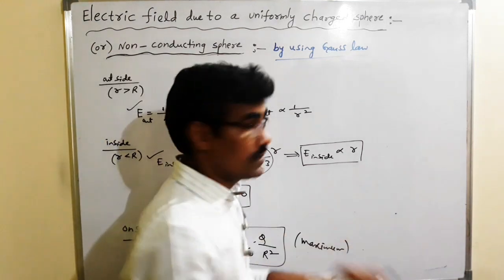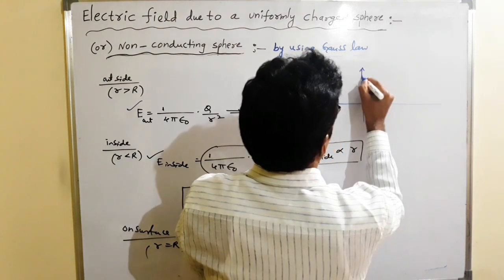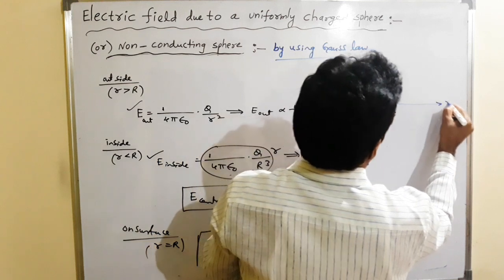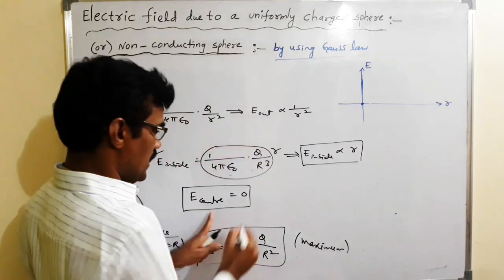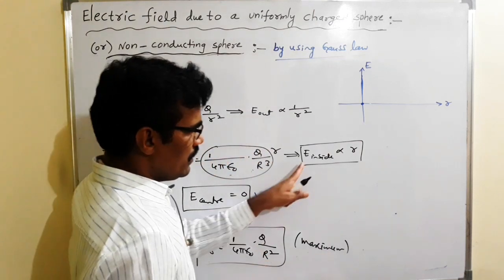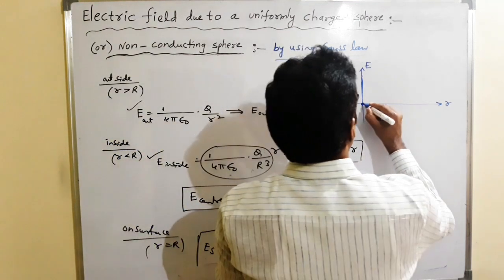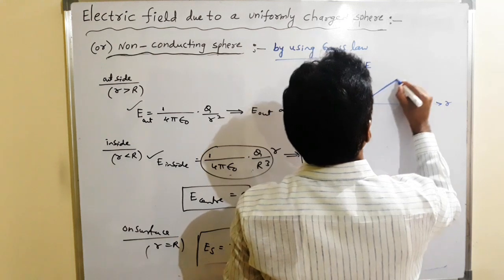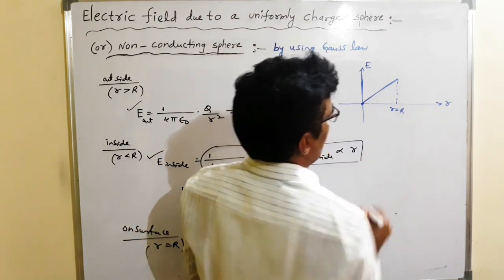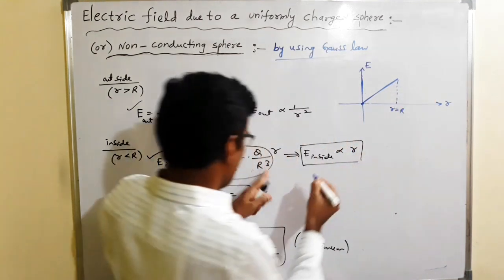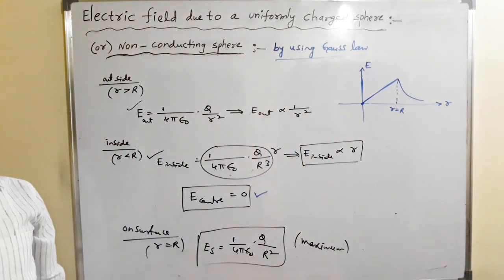This is important for entrance examinations. When a graph is drawn between E and r, at r equals 0 the field is 0 at the center. The field increases linearly from center to surface. Then at small r equals capital R, after that it is inversely proportional to r square. That's why this is the graph. Thank you.